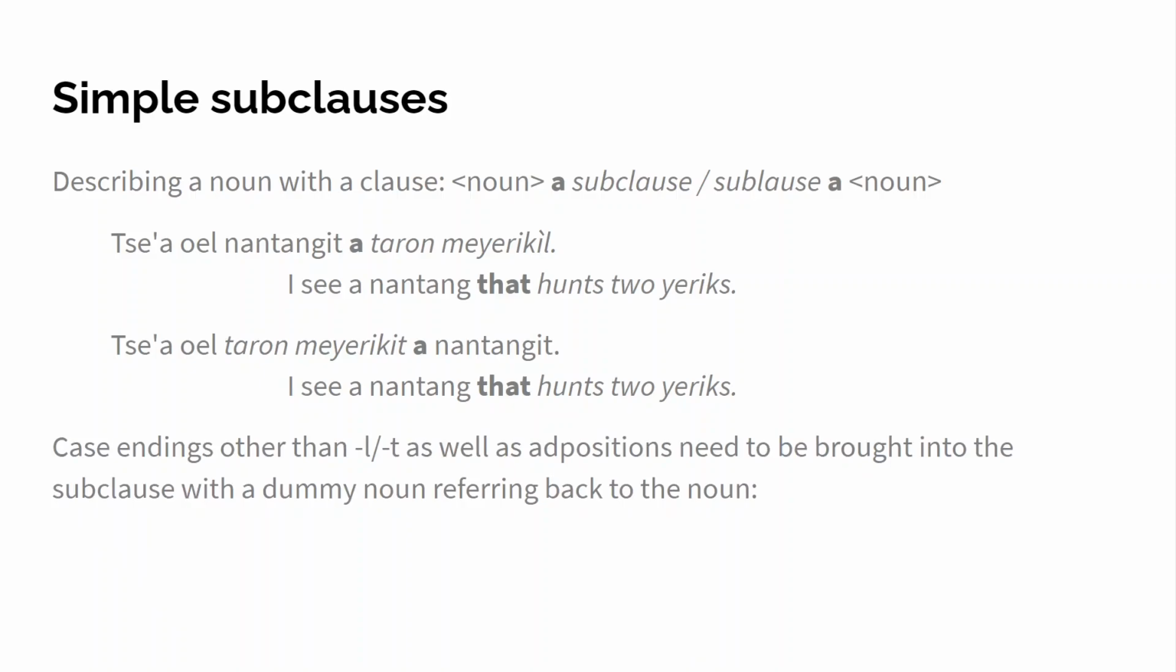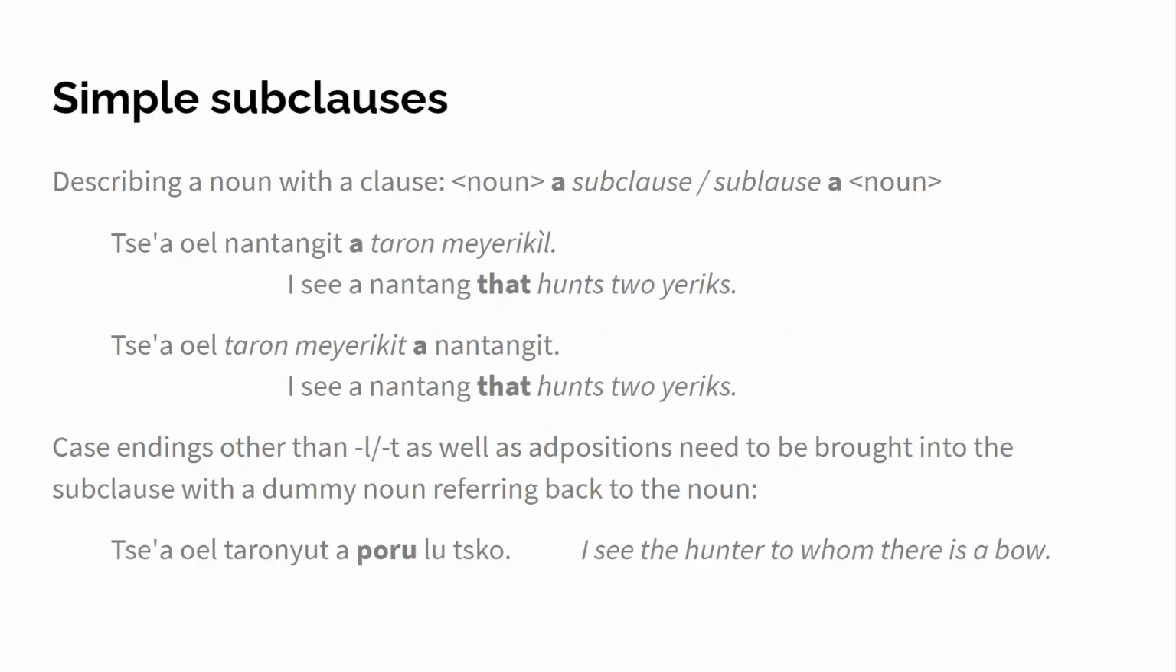Case endings other than LMT as well as adpositions need to be brought into the subclause with a dummy noun referring back to the noun. So, for example, Cea wel taronjut a poro lutsko. I see the hunter to whom there is a bow. So, in better English, I see the hunter who has a bow.